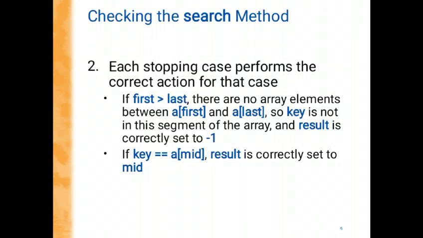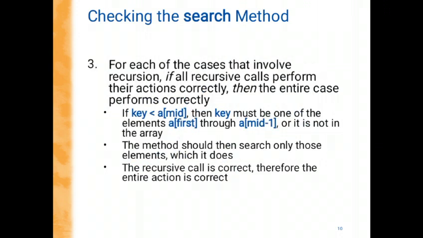If first > last, there are no array elements between A[first] and A[last], so key is not in this segment of the array, so the result is -1. If the key is equal to A[mid], the result is correctly set to the middle. For each of the cases that involve recursion, if all recursive calls perform their actions correctly, then the entire case performs correctly.